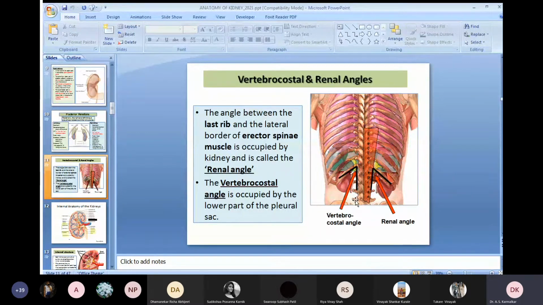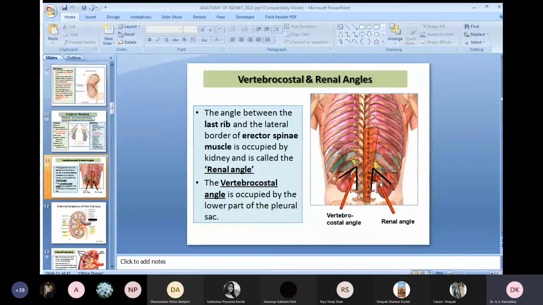You can see here it is the 12th rib, and this is a muscle called the erector spinae muscle. We have seen it in the back muscles. So there is an erector group of muscle, that is anti-gravity muscle, which is keeping the spine erect. So the lateral border of the erector spinae and the lower border of the 12th rib will form the renal angle, which is occupied by the kidney.